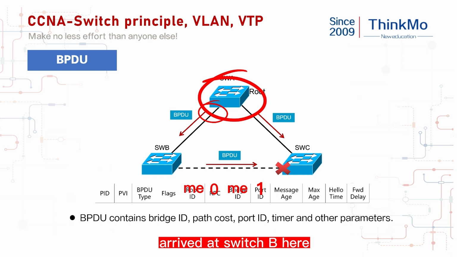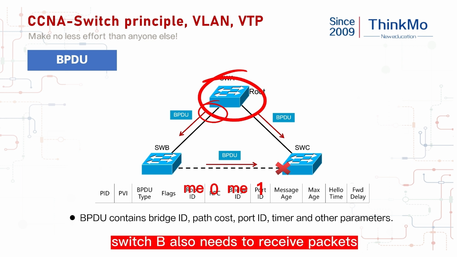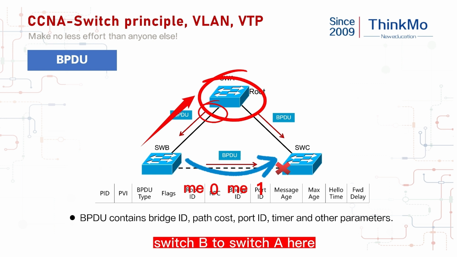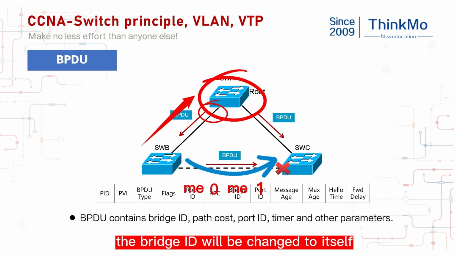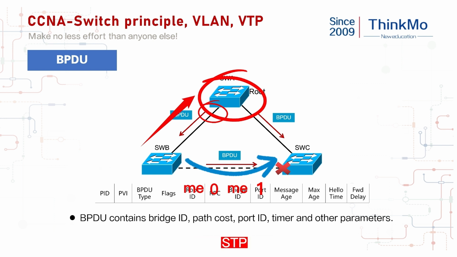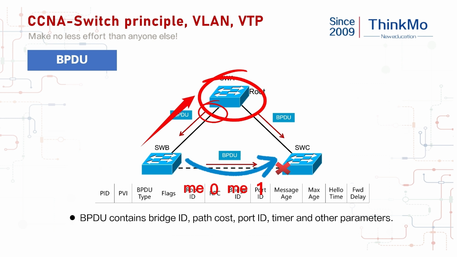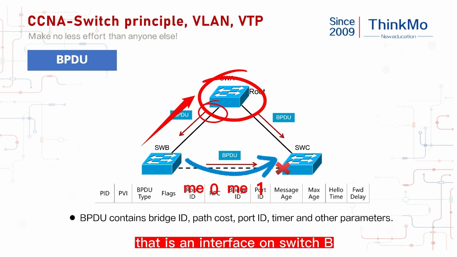It arrives at switch B. Switch B also needs to receive the packets and send them down. In the message sent by switch B, the root ID is still switch A. This parameter will not change. RPC will describe the distance from switch B to switch A. After that, the bridge ID will be changed to itself, that is, its own bridge ID. In the whole STP, all devices are called bridges. So it describes itself, and this port ID is its own, that is, an interface on switch B.